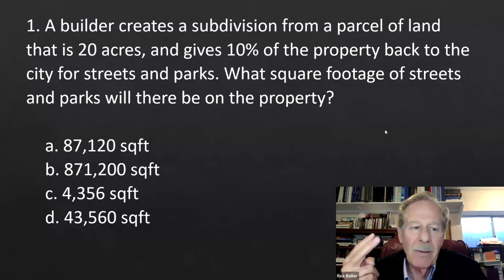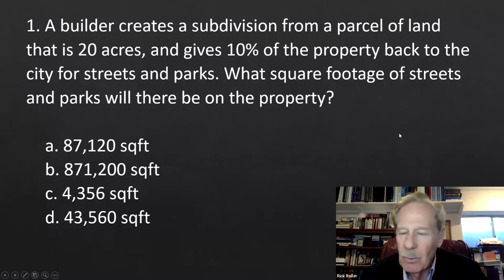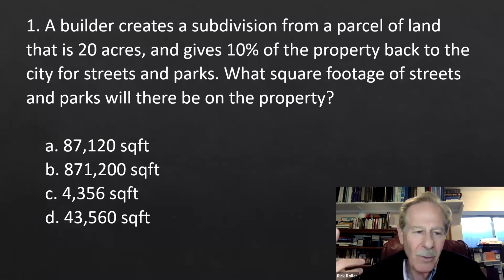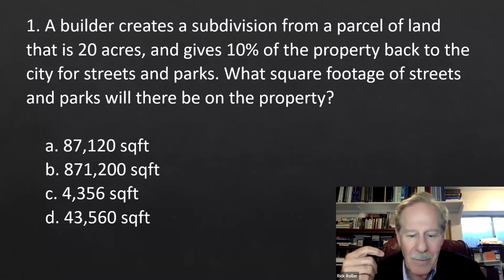10% would be 2 acres, right? So what's wrong with answer C? It's way too small. What's wrong with answer D? That's just 1 acre. So eliminate those two because we know that 10% of 20 acres is 2 acres. So it's either got to be A or it's got to be B.